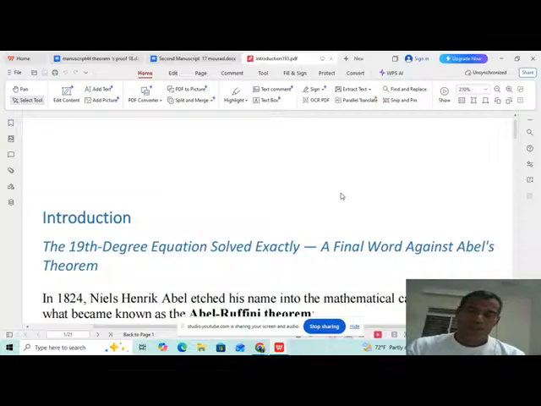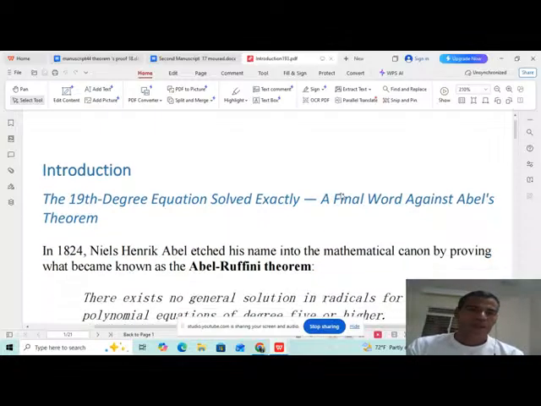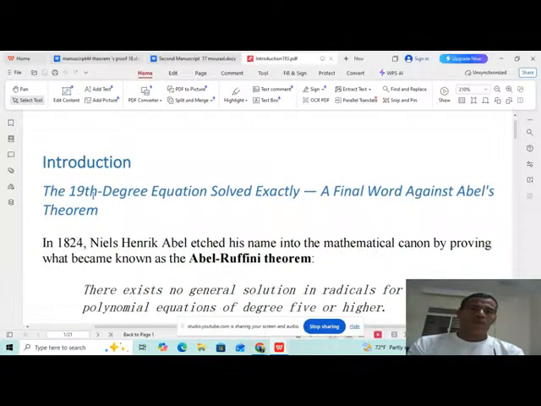Here we have, as an introduction, the 19th degree polynomial equation solved exactly. A final word against Abel's theorem, meaning that this method, this EMST approach, is in fact a final word against Abel's theorem. Why? Simply because the Ruffini theorem closed this door and told that it's not possible to solve polynomials to the power 5 or higher.